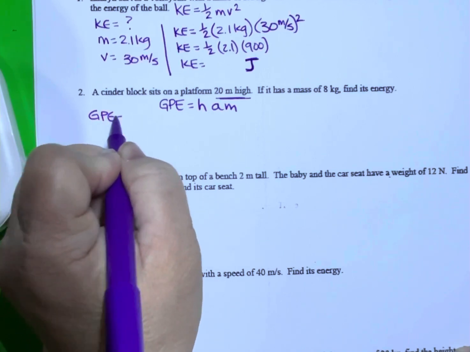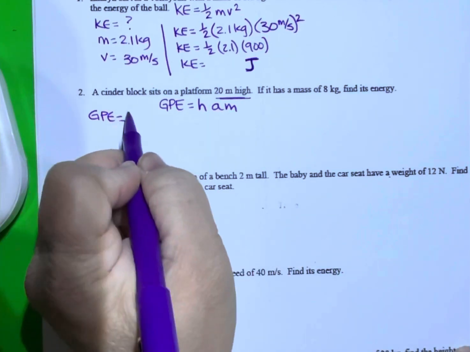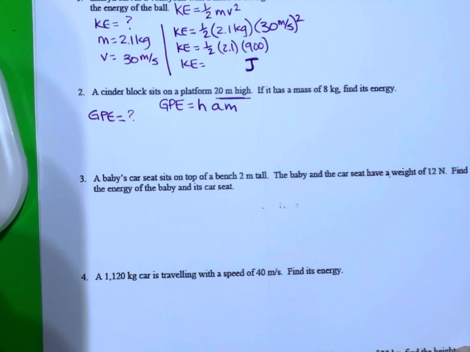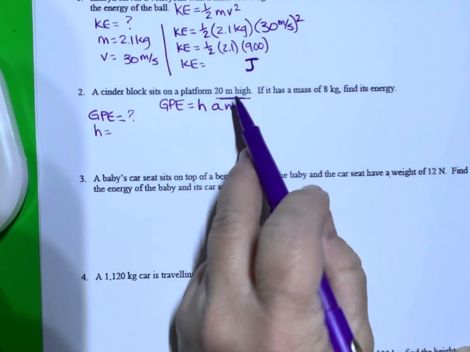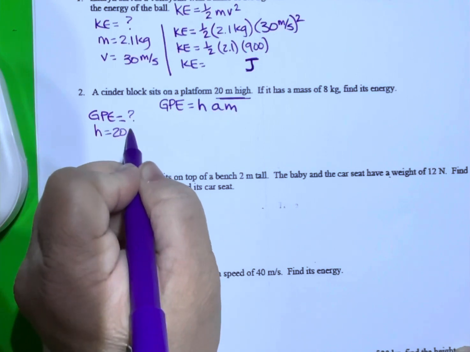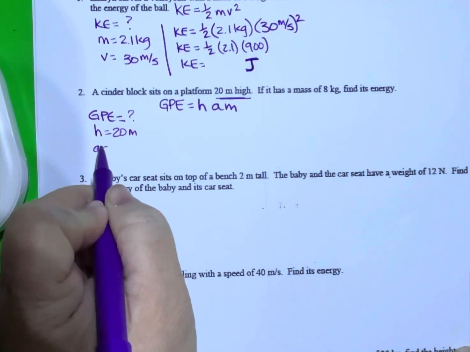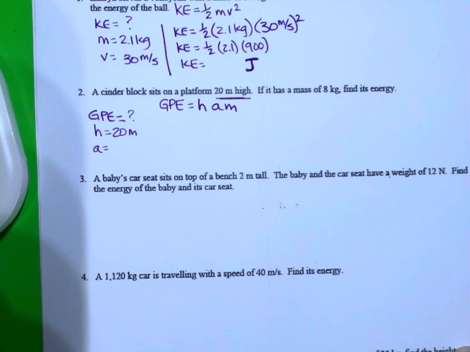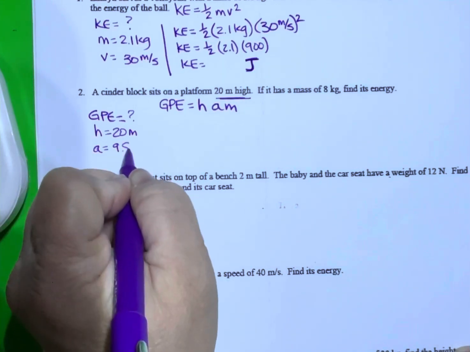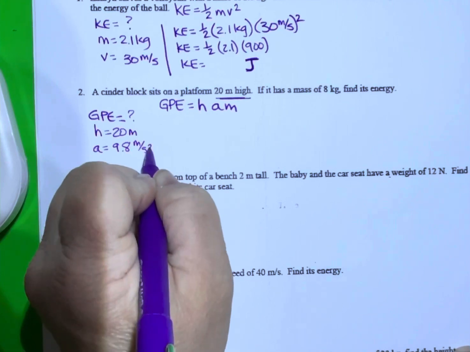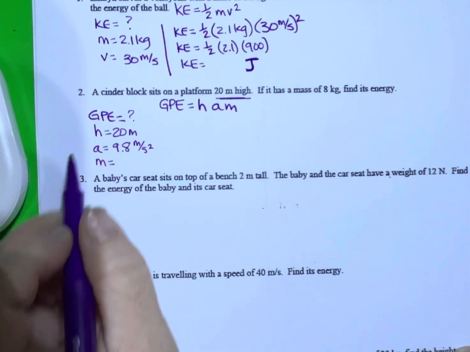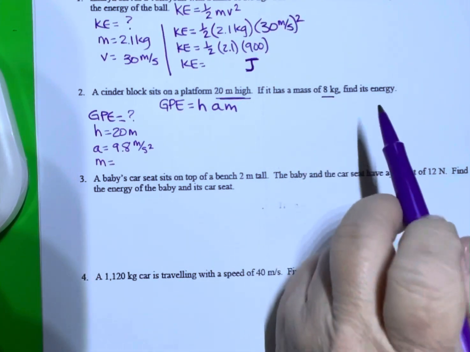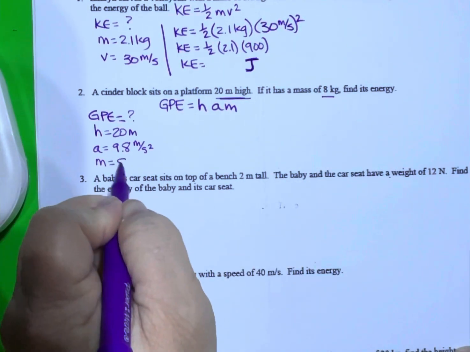The GPE, we don't know what that is. We're supposed to find that, so I'm going to put a question mark. The height is equal to 20 meters, so I'm going to put 20 meters there. Then A, your acceleration due to gravity, that's a constant. It's always the same number, which is 9.8 meters per second squared. And then M, which is mass, they tell you that is 8 kilograms. So I'm going to write that in right here.